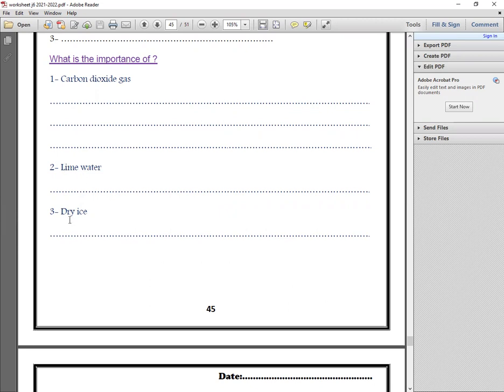Okay. Number 2, the lime water. What is the function of the lime water? The function of the lime water is to detect or test the presence of carbon dioxide gas.